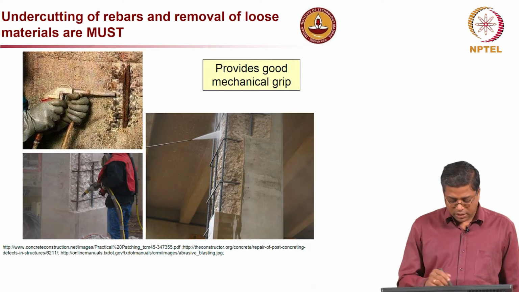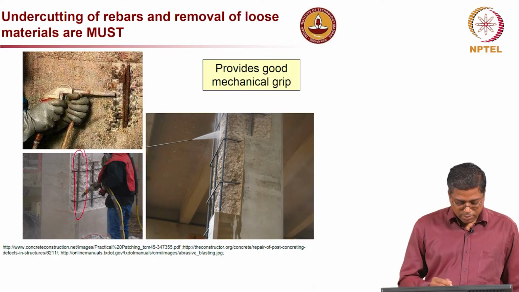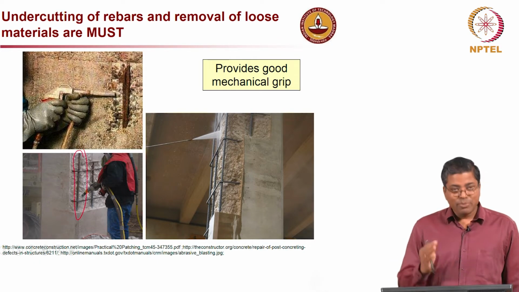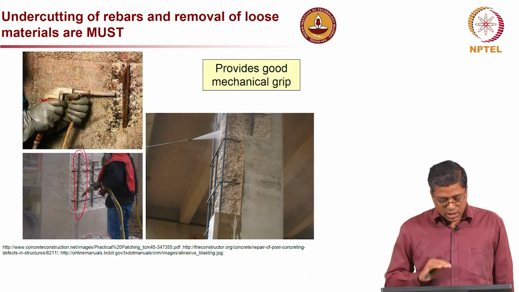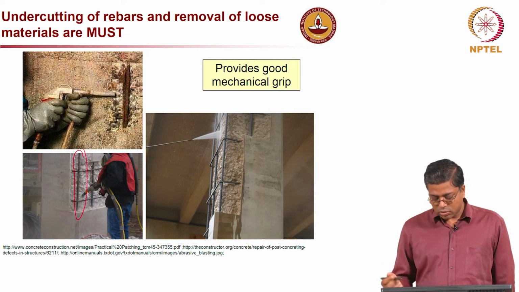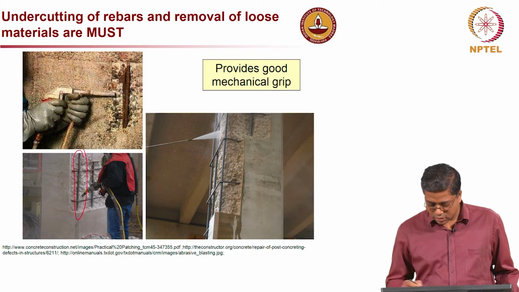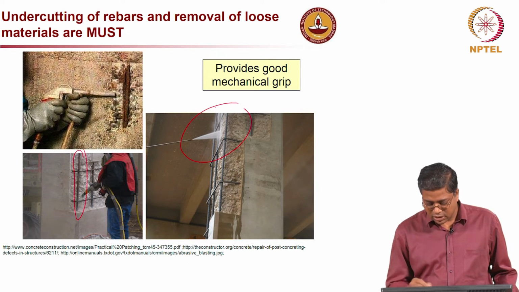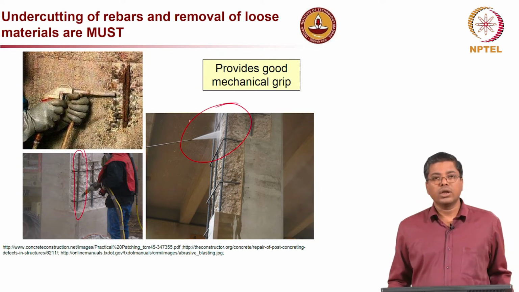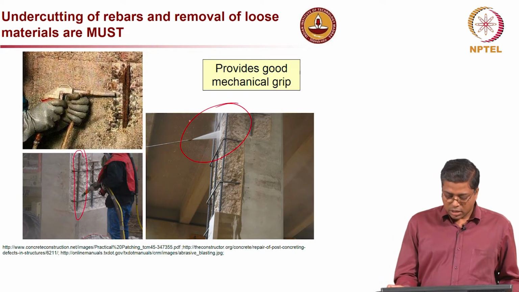This is an example showing how undercutting can be done. You can see various applications where these are the rebars which were embedded, and now the rebars are completely exposed and the concrete behind the rebar is also removed. Different tools are available for this, like a water jet, which you can see here, used to remove the concrete until the concrete behind the rebars is also removed.